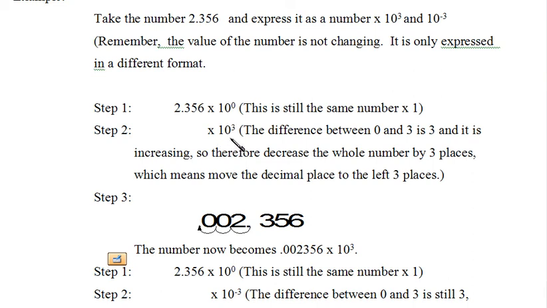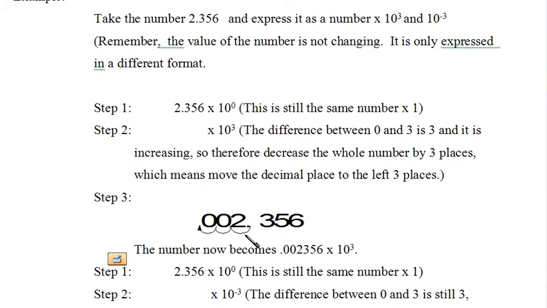So first I want to go to 10 to the third. So I compare the exponents. I'm comparing the 0 with the 3. So the difference between the 0 and the 3 is 3. And from 0 to 3, 3 is a bigger number than 0. So that means I have to do the opposite to the whole number. I've got to make this number smaller. It's always the opposite. When you go from a lower exponent to a higher exponent, you have to make this number smaller.